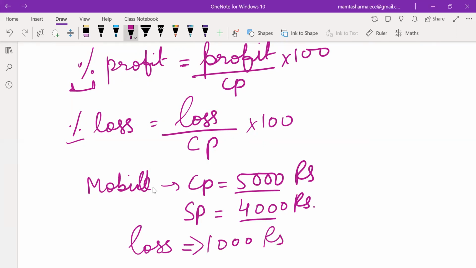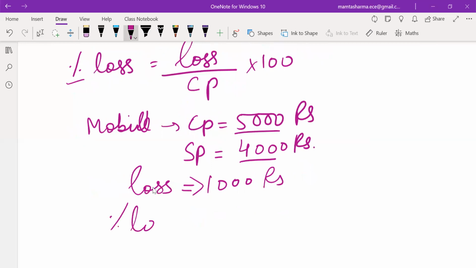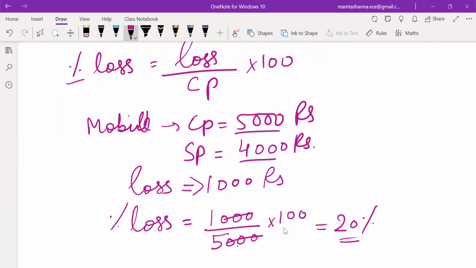Okay, so now tell me the percentage loss. Yes, ma'am. Percentage loss formula is loss, 1,000 rupees, divided by cost price. Always divide it by cost price only, into 100. So 20%. I'm in a 20% loss.